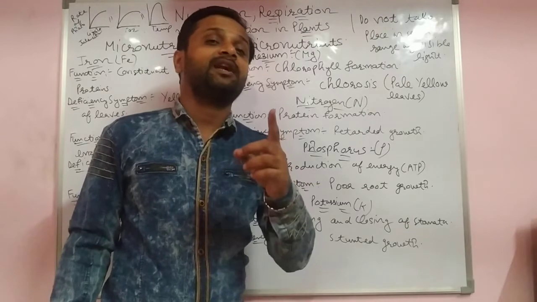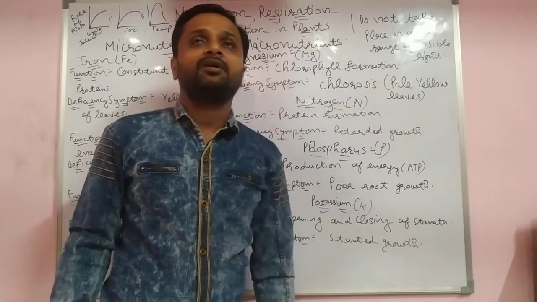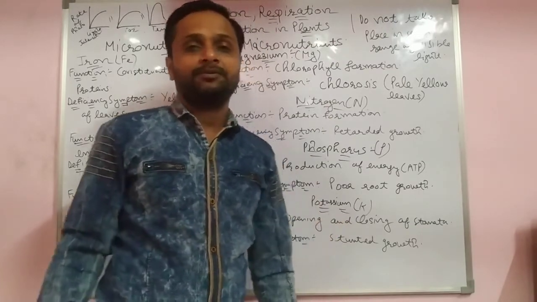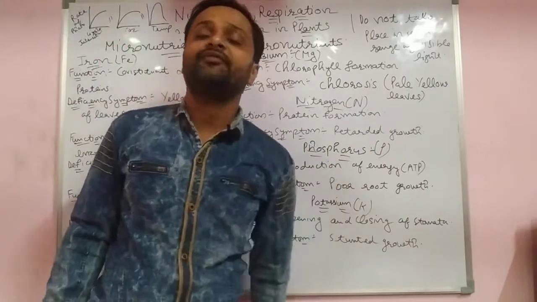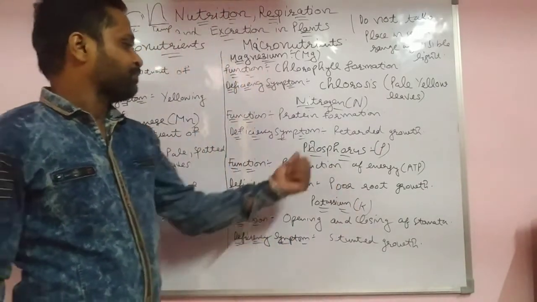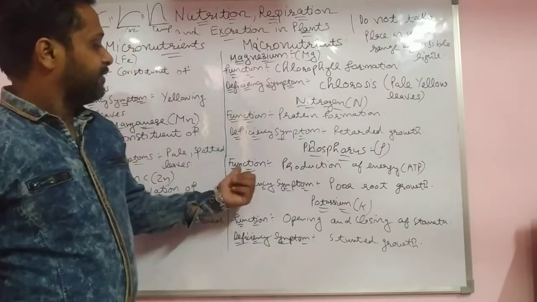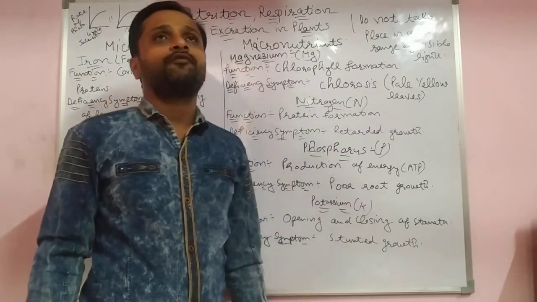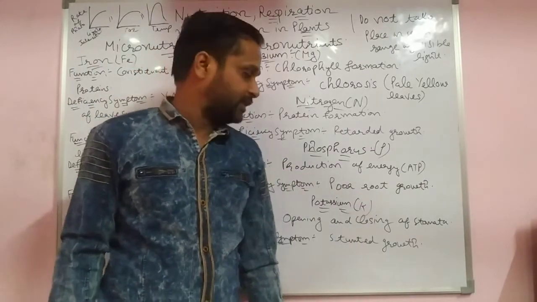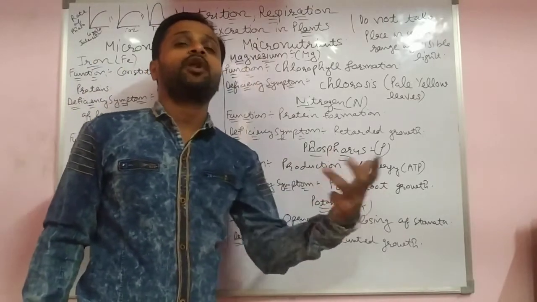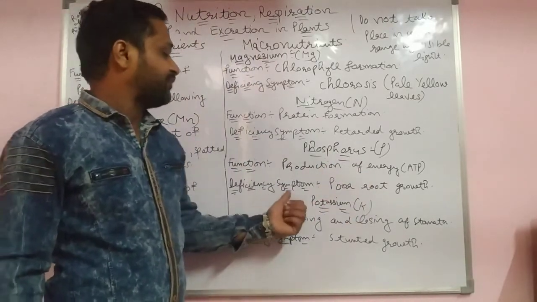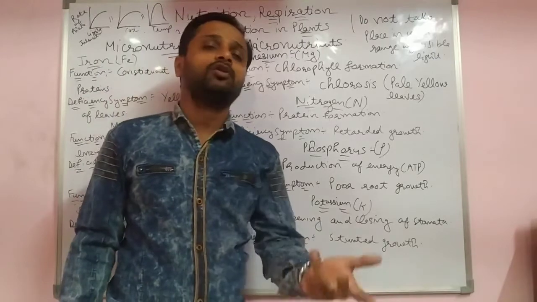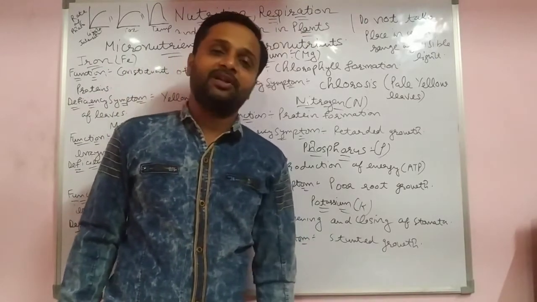Plants take nitrogen in the form of nitrate. Which one converts nitrogen into nitrate? Rhizobium bacteria in leguminous plants. The process is called nitrogen fixation. Third one is phosphorus. Function: production of energy, ATP. What is the full form of ATP? Adenosine triphosphate. It helps in the production of energy from food. Deficiency symptom: poor root growth. If the root does not grow properly, the plant does not get water and minerals properly. That's why the plant dies.